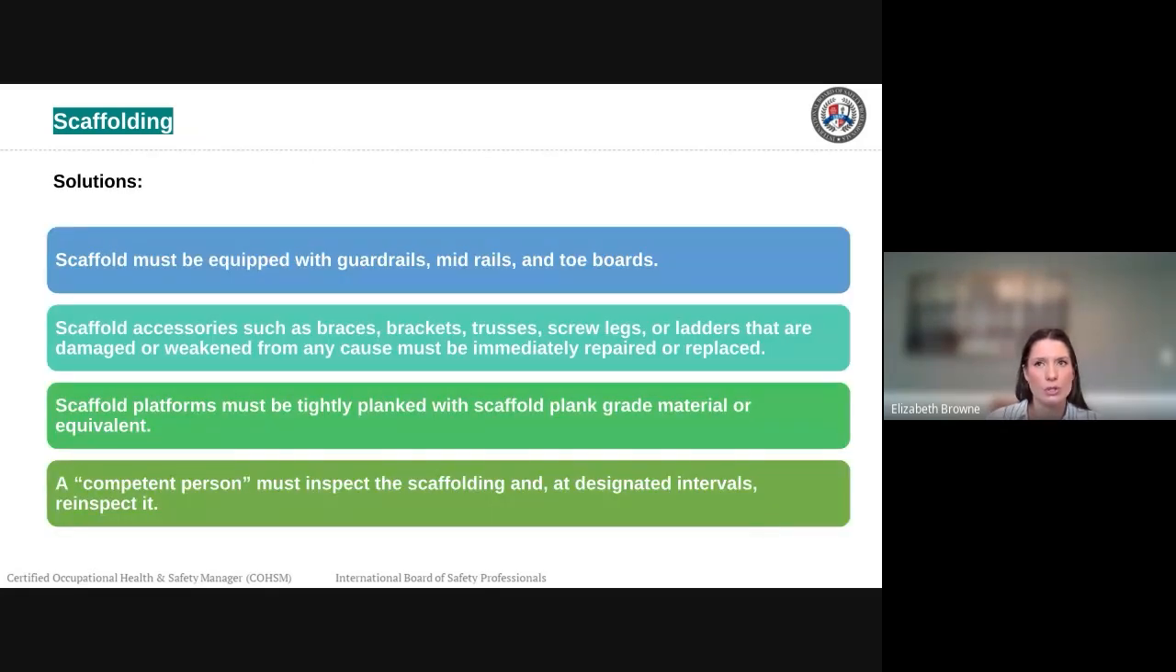And that's really up to you as the health and safety manager, to appoint competent persons for scaffolding to ensure that they're being erected and utilized properly. They must be equipped with guardrails, mid-rails, and toe boards. Any accessories on scaffolds, such as braces, brackets, trusses, screw legs, or ladders that are damaged or weakened, must be immediately repaired or replaced. The scaffold platforms must be tightly planked with scaffold plank grade material or equivalent. There cannot be any gaps in the planking of the scaffold platform. And a competent person must inspect the scaffolding prior to use, and then at designated intervals it must be re-inspected.